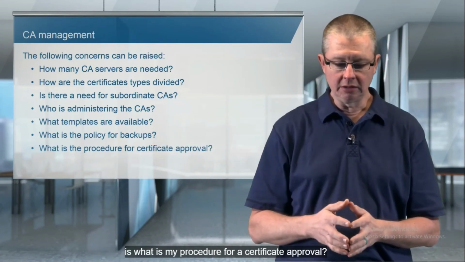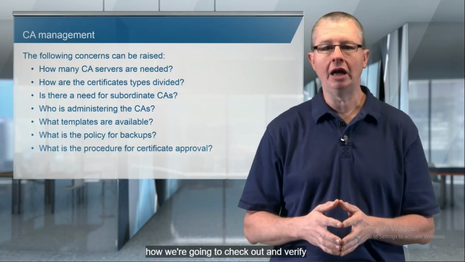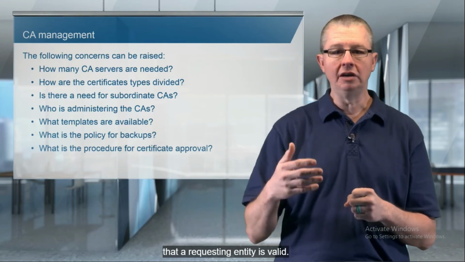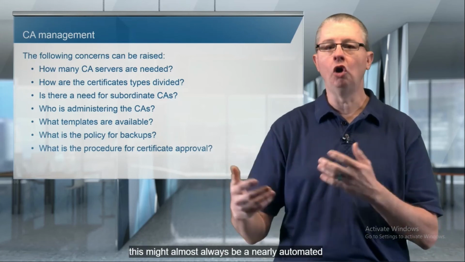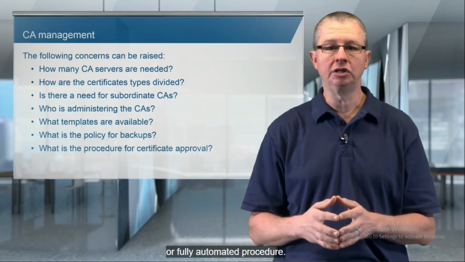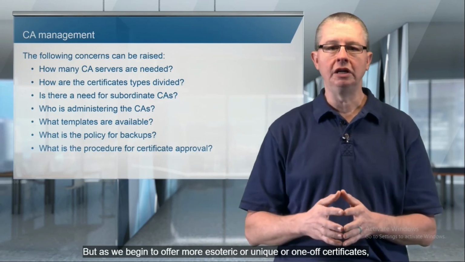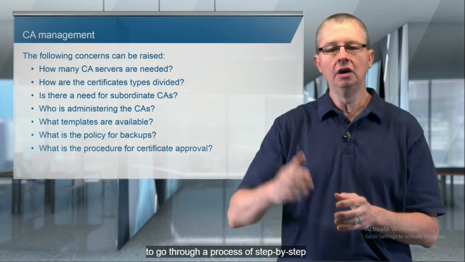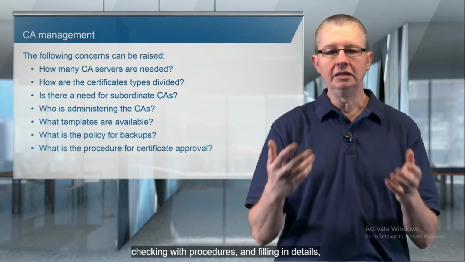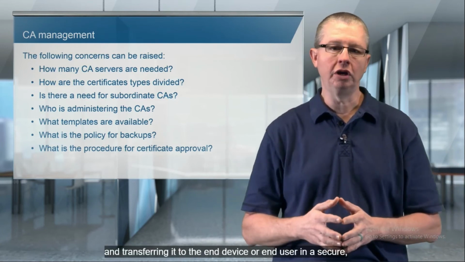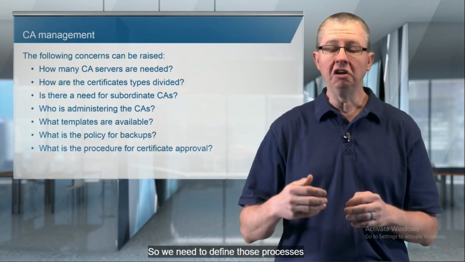And then one more question is, what is my procedure for certificate approval? I should formally define how we're going to check out and verify that a requesting entity is valid. Now, for some things like devices and regular workers, this might almost always be a nearly automated or fully automated procedure. But as we begin to offer more esoteric or unique or one-off certificates, we may actually require a human to go through a process of step-by-step verifying the identity of the entity, checking with procedures and filling in details, and then formally issuing the file and transferring it to the end device or end user in a secured, controlled distribution method. So we need to define those processes.